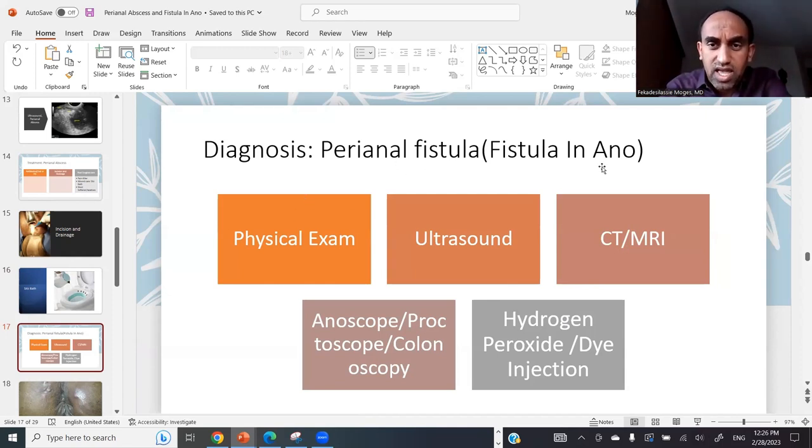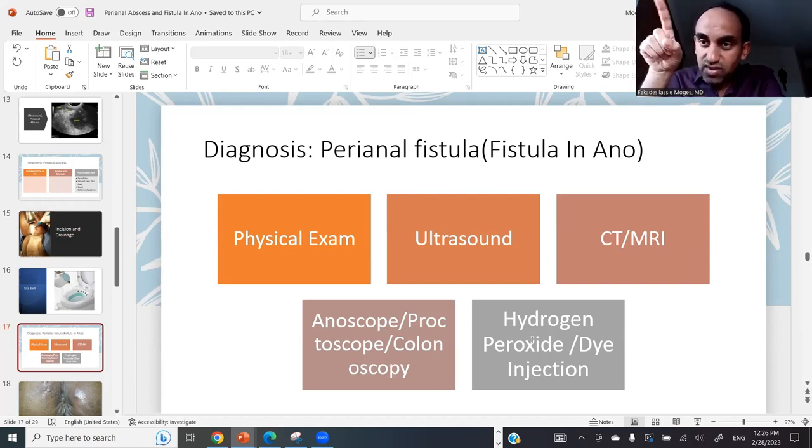Diagnosis of perianal fistula, or fistula in ano: physical exam, ultrasound, CT, MRI, and anoscope, proctoscope, colonoscopy can also be used to identify the internal opening. The way we use hydrogen peroxide is, once you identify the external opening, you inject hydrogen peroxide with a syringe through it, and you try to see through the anoscope or proctoscope and identify the internal opening, because hydrogen peroxide bubbles when it touches the tissue as it passes through.